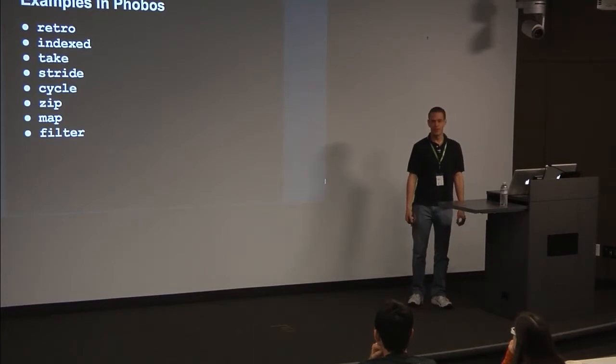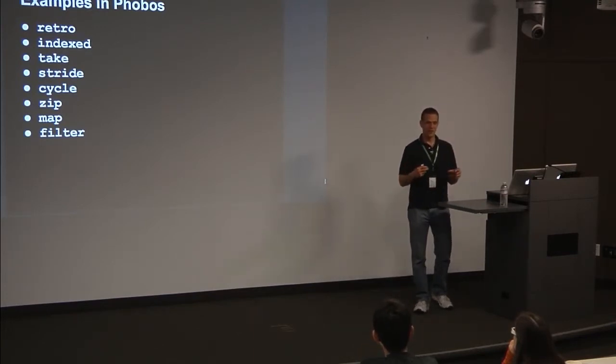We have zip. This is one of the more interesting ones in that it can be used to sort multiple ranges in lockstep. It takes a set of n ranges and returns a range of tuples of corresponding elements in these ranges. And then we have map and filter, which should be familiar.